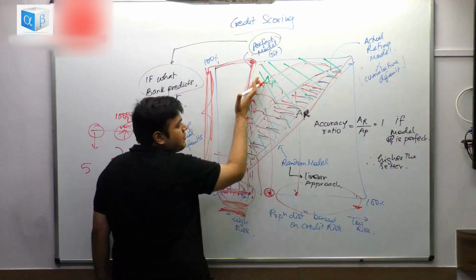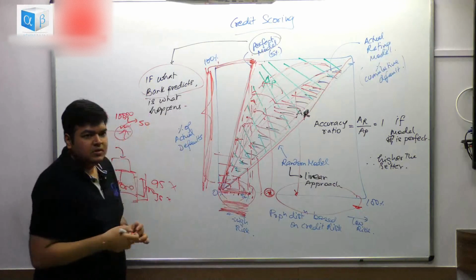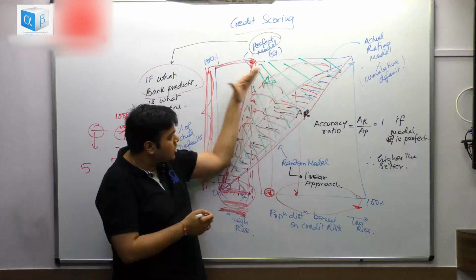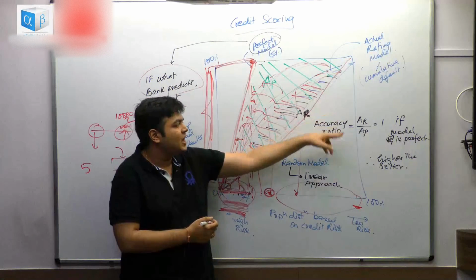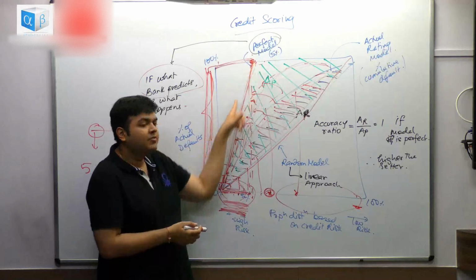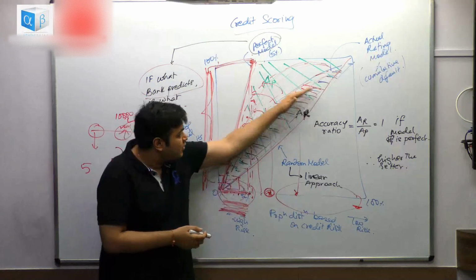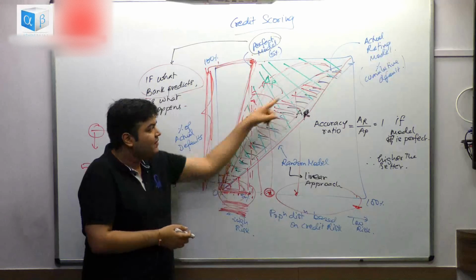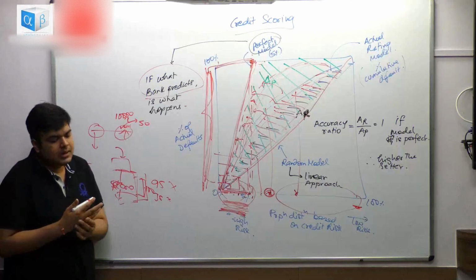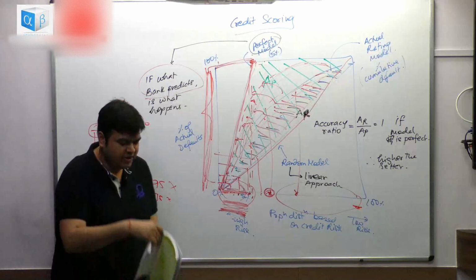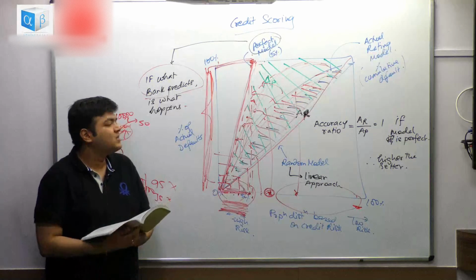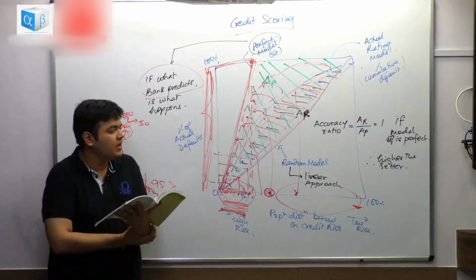The more the AR portion, the more perfect the model. That is why AR by AP is the accuracy ratio. The more your AR by AP, the more your curve is on this side, the more is your accuracy. AR by AP is equal to 1 only if the model is perfect. That would be the perfect model case, and if my actual defaults were exactly equal to this curve, then the AR and AP areas would be the same. And the third point: the observed cumulative default line represents the actual defaults by the bank. The curved line is actually representing the actual defaults, AR.